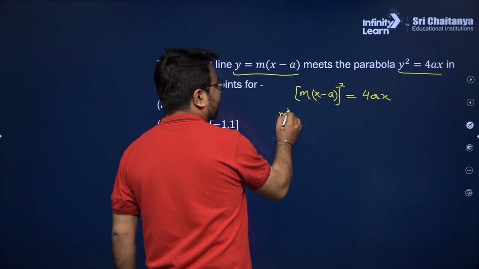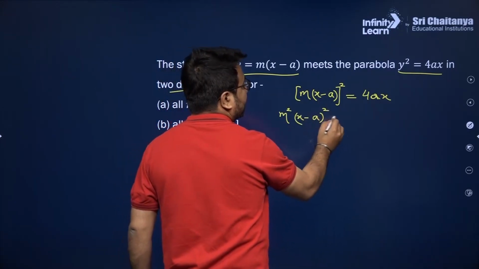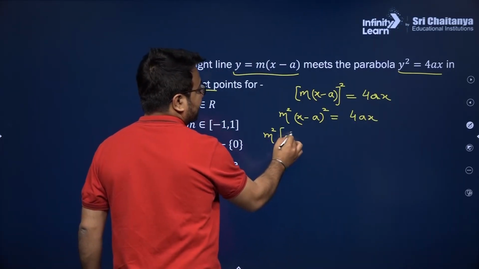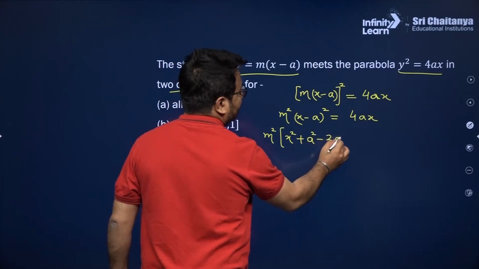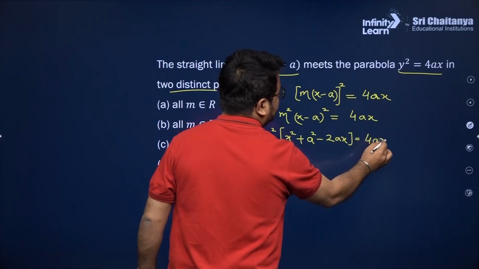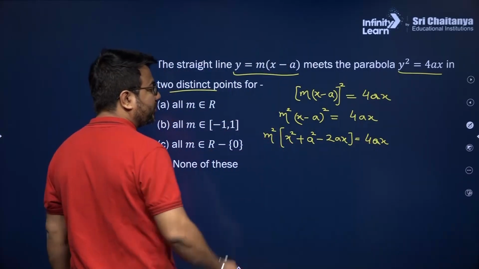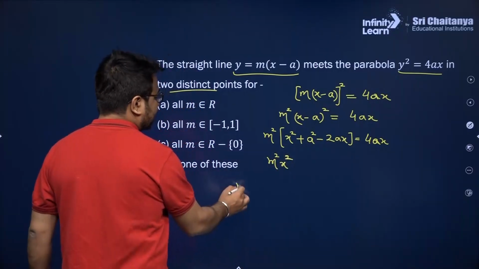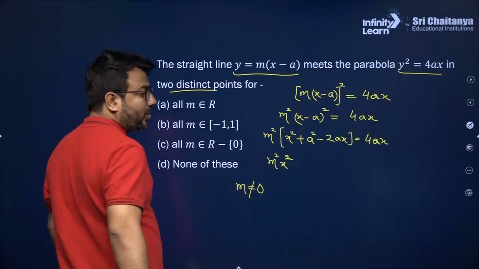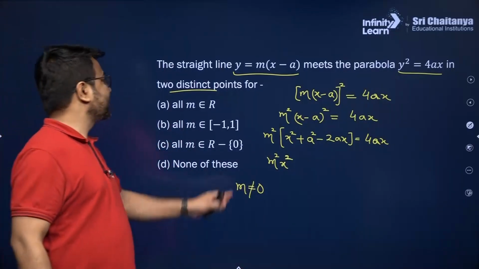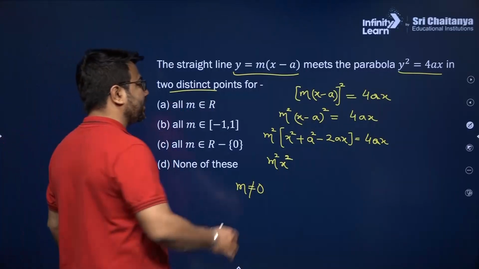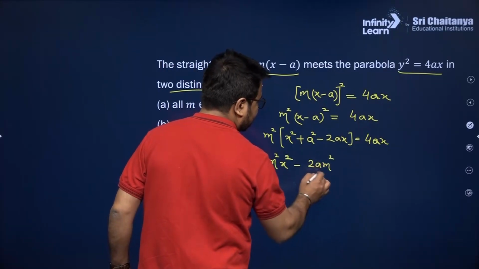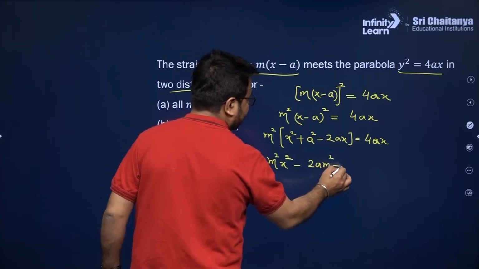Now here it will be m square times (x minus a) whole square, and here we have 4ax. Now it will be m square, and then we have x square plus a square minus 2ax, then it will be 4ax. I hope this is also clear to you. Now what we need to do is bring all the things to one side. Very first thing is m should not be equal to 0, because it is a quadratic and a quadratic should have two roots, because then only it will be intersecting at two different points. So m square x square, then we have 2am square, this is in negative, here we have minus 4a.